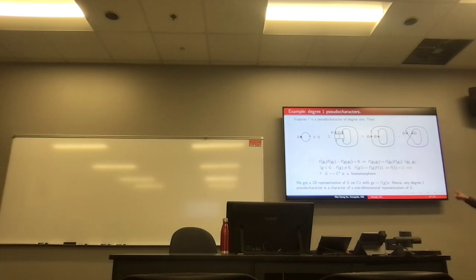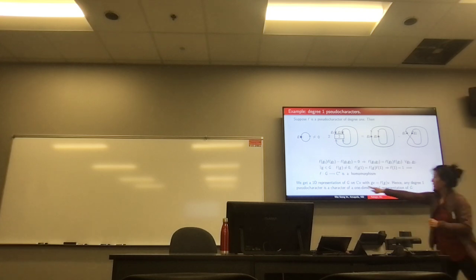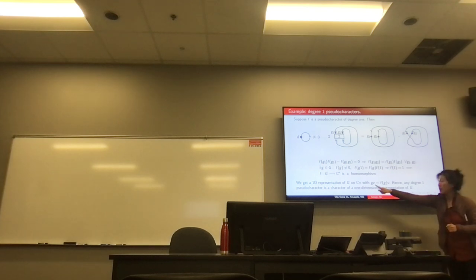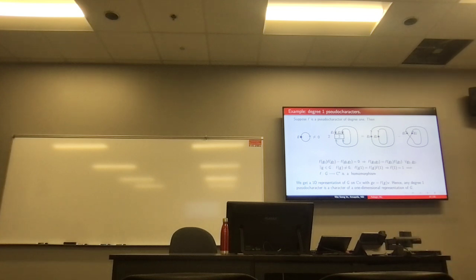So in this case, for this degree 1 pseudo-character, we get a one-dimensional representation of G. This is a one-dimensional representation, C times V, where g acting on V is just F evaluated at the same g times V. So any degree 1 pseudo-character is a character of a one-dimensional representation of G.